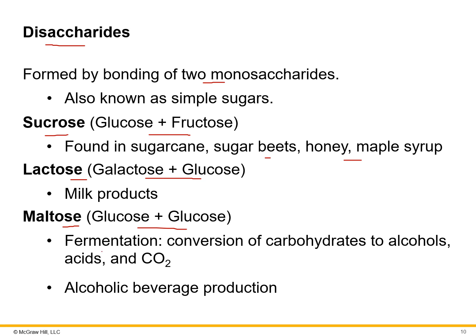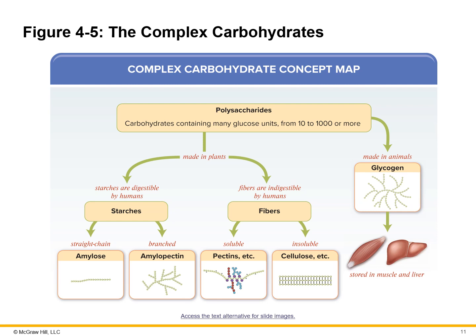Now, where we see this one is during fermentation. So whenever carbohydrates are converted to alcohol, or also acids and carbon dioxide. So our alcoholic beverages, this is why they have so many calories in them, is because maltose is found. So again, it's 2 glucose units. So as those are consumed, lots of glucose is released into our cells.